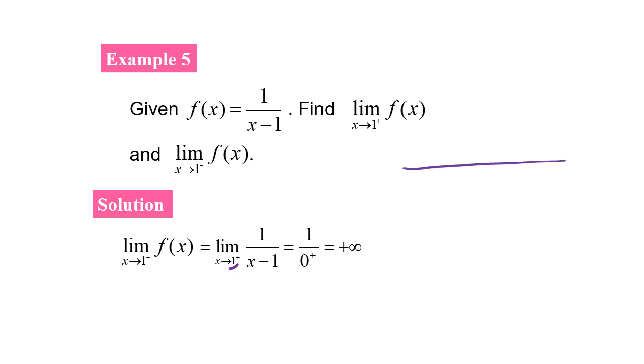So let's say this is the value of 1, approaching 1 from the right side. What value can we take? The smallest one may be 1.01.